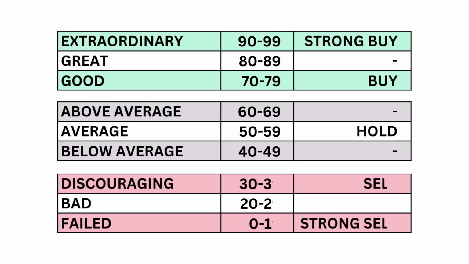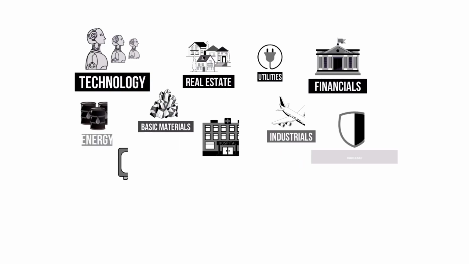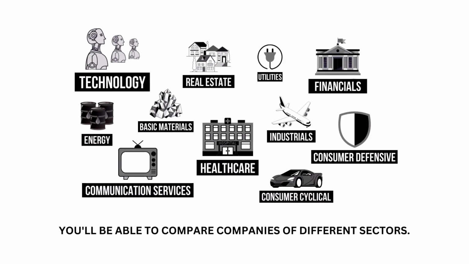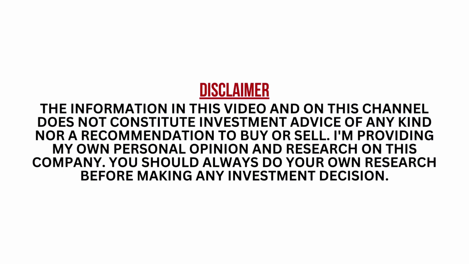Each of the 3 factors and 11 metrics are given a grade from 0 to 99, with 50 to 59 being considered average. When we've got the 3 factors graded, we combine them to get our final grade. Each company belongs to a specific sector of the economy. My analysis normalizes the data so that you can compare companies between sectors. Most companies will fall into that average range, since most companies are indeed average long-term investments. I encourage you to pause this video anytime so you can better understand the numbers.